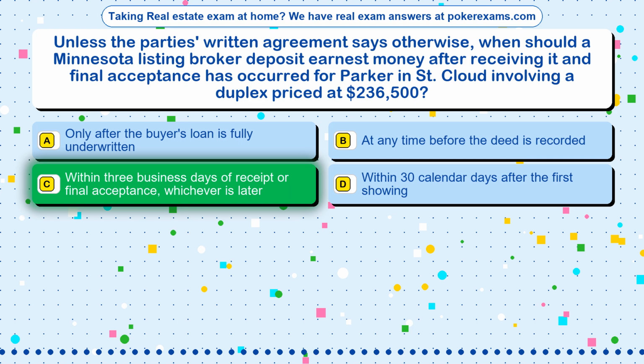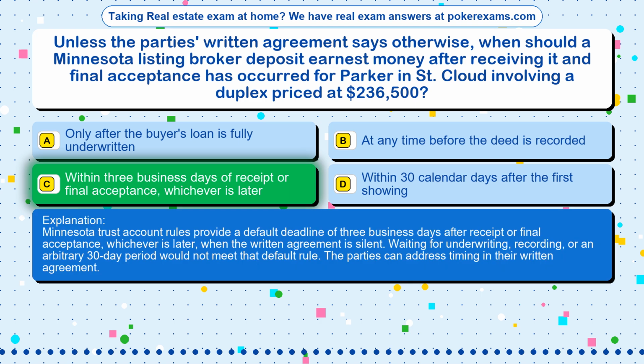The correct answer is option C. Within 3 business days of receipt or final acceptance, whichever is later. Minnesota trust account rules provide a default deadline of 3 business days after receipt or final acceptance, whichever is later, when the written agreement is silent. Waiting for underwriting, recording, or an arbitrary 30-day period would not meet that default rule. The parties can address timing in their written agreement.